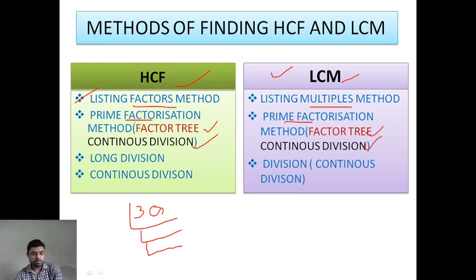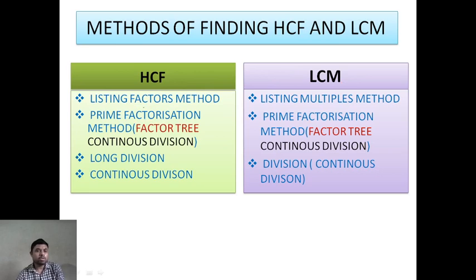Okay, now listen to this. When you find the HCF, if you are asked for the division method, for finding HCF there is long division and there is continuous division, and in LCM, please remember, division means only continuous division. Division means only continuous division. Now I am just clearing the concept of long division and continuous division. Don't make any misconception here.